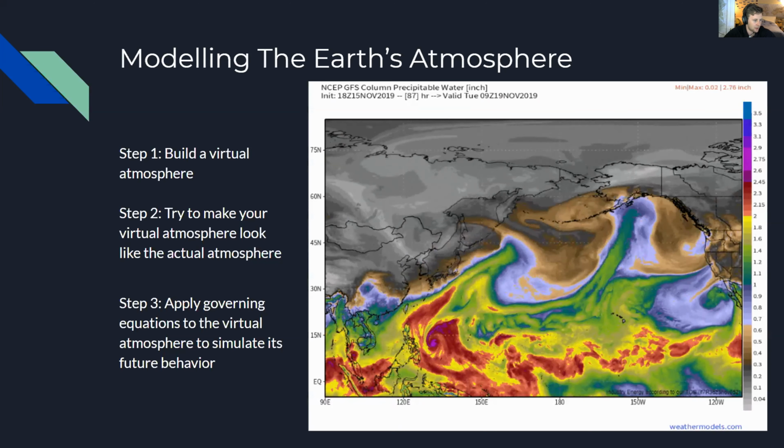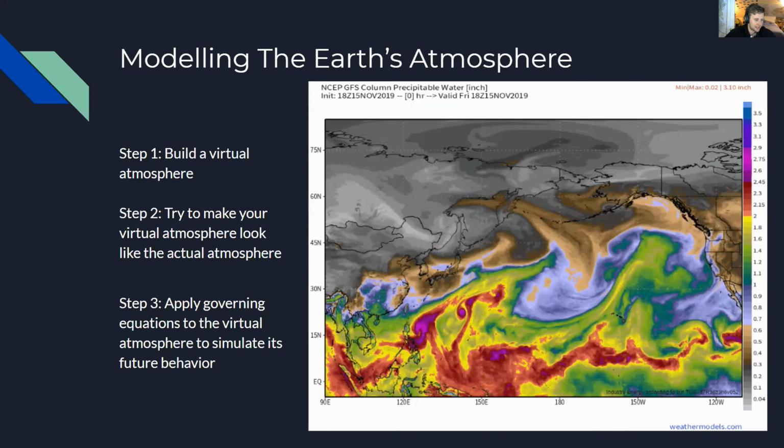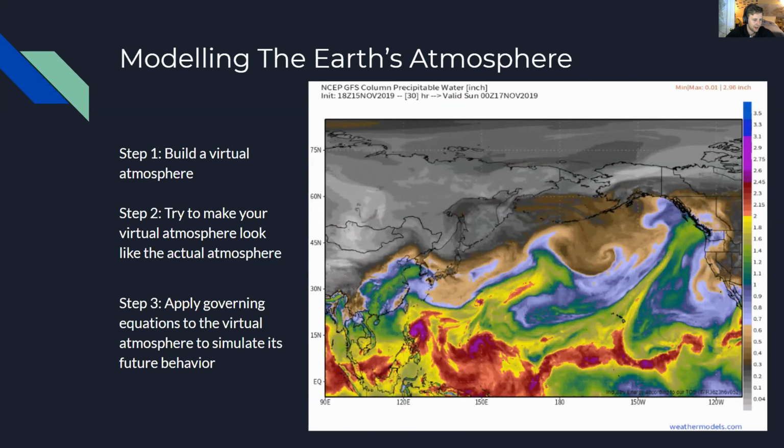So step 3, we're going to apply our governing equations. That's a fancy term for we need to know how the atmosphere is going to change over time. And there are equations that will tell us to a good degree of accuracy how the atmosphere will change over time. So this is the blueprint for how we generate beautiful simulations like this, which show realistic depictions of various atmospheric phenomena, including hurricanes you see down here.